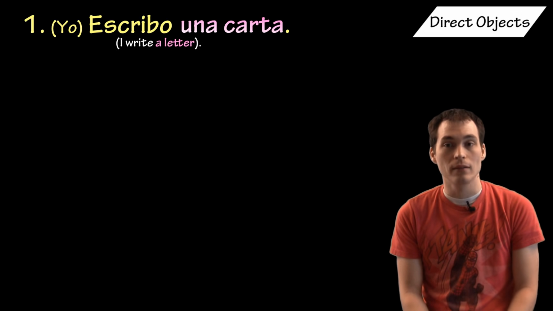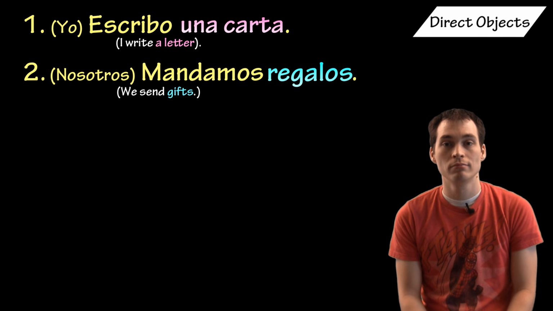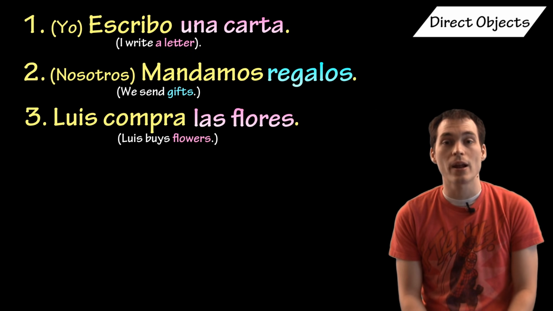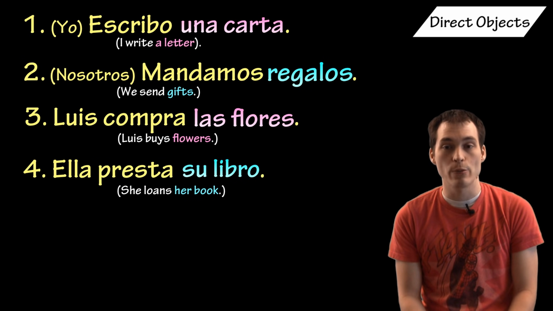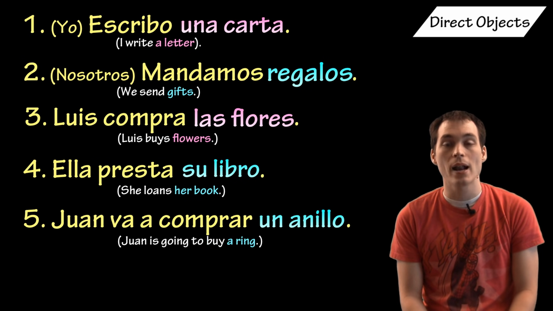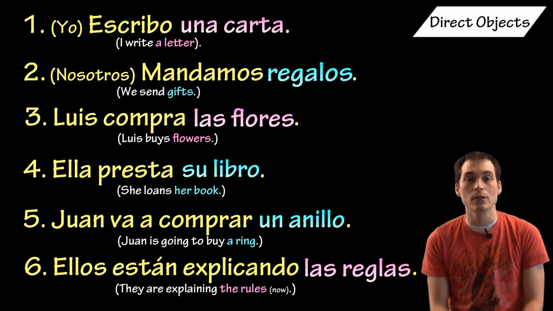Escribo una carta. Mandamos regalos. Luis compra las flores. Ella presta su libro. Juan va a comprar un anillo. Ellos están explicando las reglas. So you should notice that the direct objects in all of these sentences came after the verb, and I changed the color of it so you can see if it's masculine or feminine.